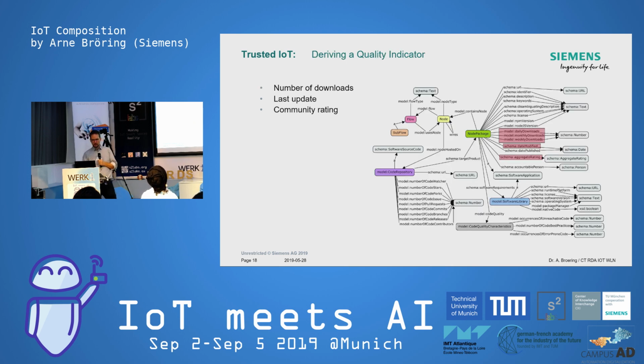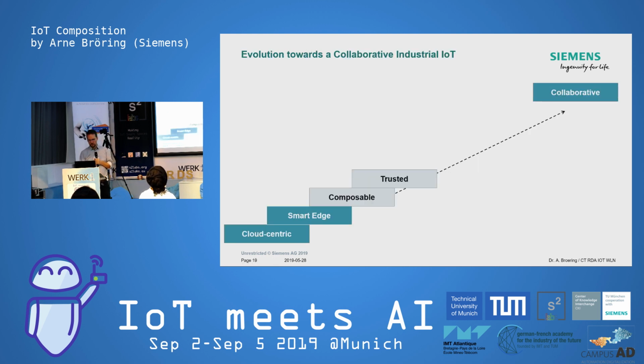Now regarding quality, we could look into different properties that we find in this knowledge graph. For example, as quality indicators, what could be interesting is the last update, the community rating, the results of the code analysis, or the number of open GitHub issues. All these things can be found in the knowledge graph and could feed into a quality index. So that's an example for a project that tries to establish more trust in IoT ecosystems. Once we have trust, we can really think about this aspect of decentralization.